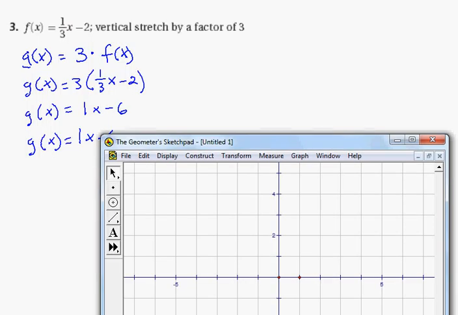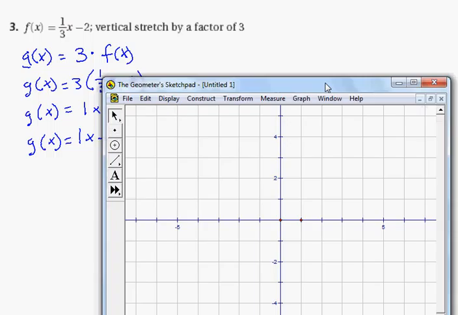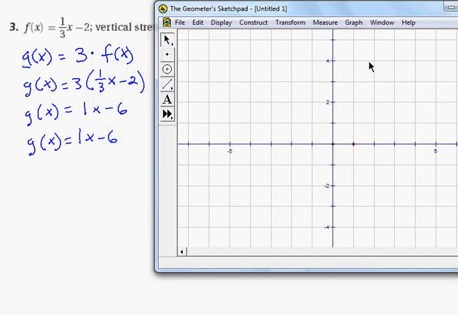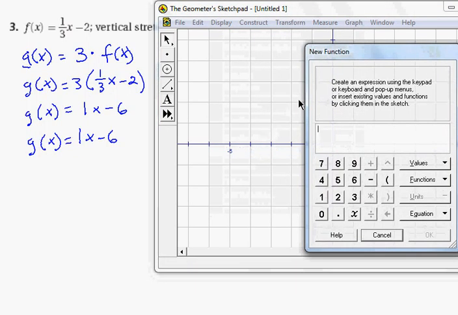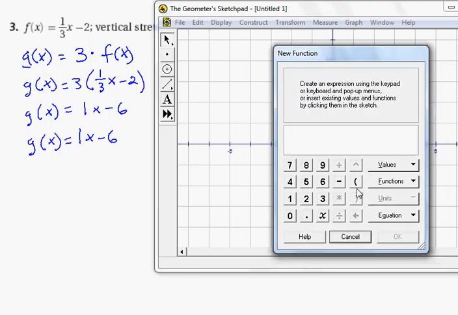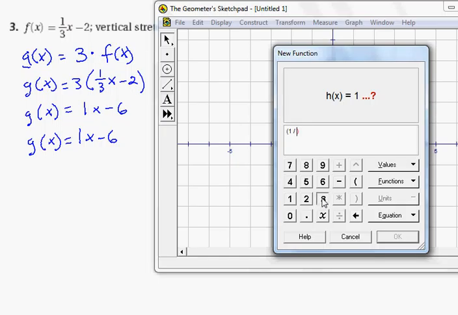So if we were to graph that, let's go ahead and bring up our graph. If we were to graph a new function, okay, so we're going to type in first of all the first one. So the old function was 1/3 x. Whoops, we didn't want the x there. So we need to back that up. 1/3 times x, 1/3 x minus 2.